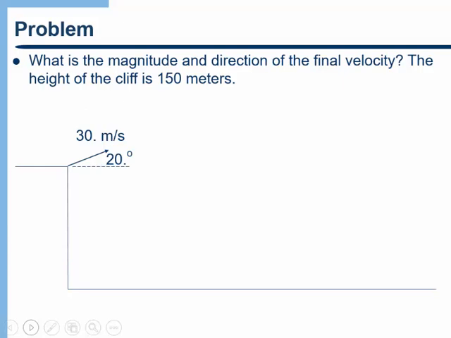The question says, what is the magnitude and the direction of the final velocity? The height of the cliff is 150 meters. In this problem, we can see that the object is given some initial velocity that is directed above the horizontal, and our projectile is going to go through a path something like that. What we're being asked for is to find the magnitude of the final velocity as well as the direction. Remember that we always specify the magnitude and the direction of the vector, where the direction is relative to the positive x-axis. So we're trying to find v and theta.